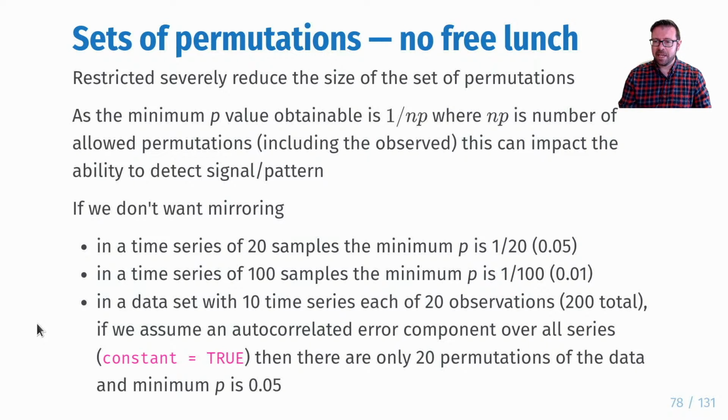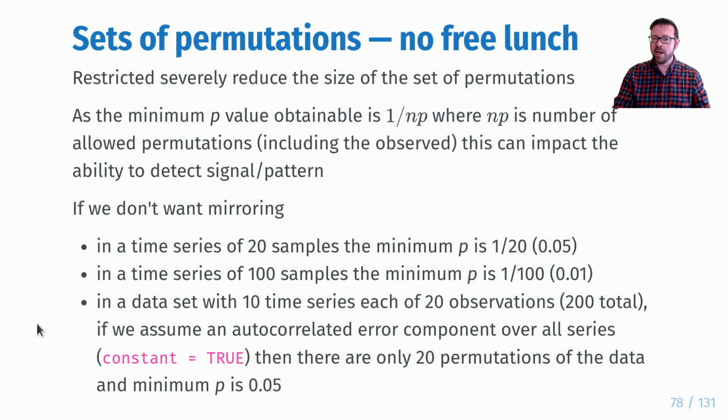So if we had a data set with 10 time series each of 20 observations, and they were all collected at the same time. So let's say we had 10 plots, and we had 20 observations from each plot, collected over 20 years, but the samples were collected from the plots in the same 20 years. If we turn on constant equals true, we had 200 observations in this data set, but under that constraint, there are still only 20 possible permutations of the data. So still the minimal p-value you can get is 0.05.